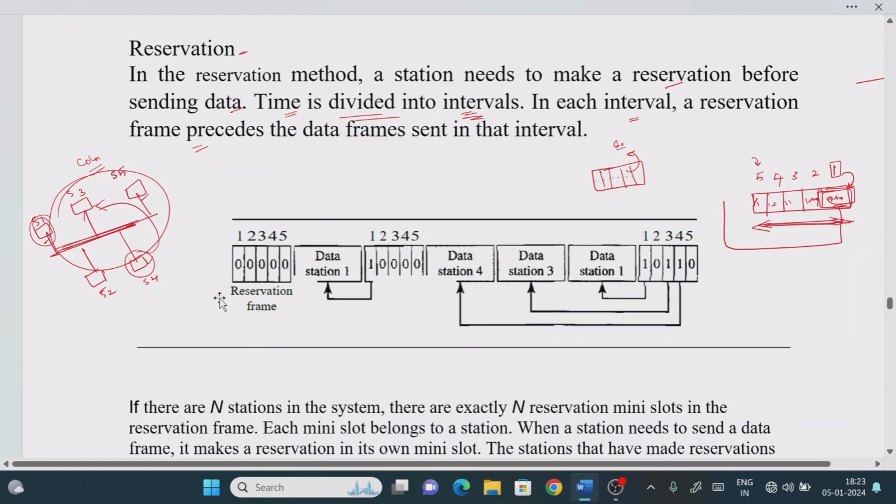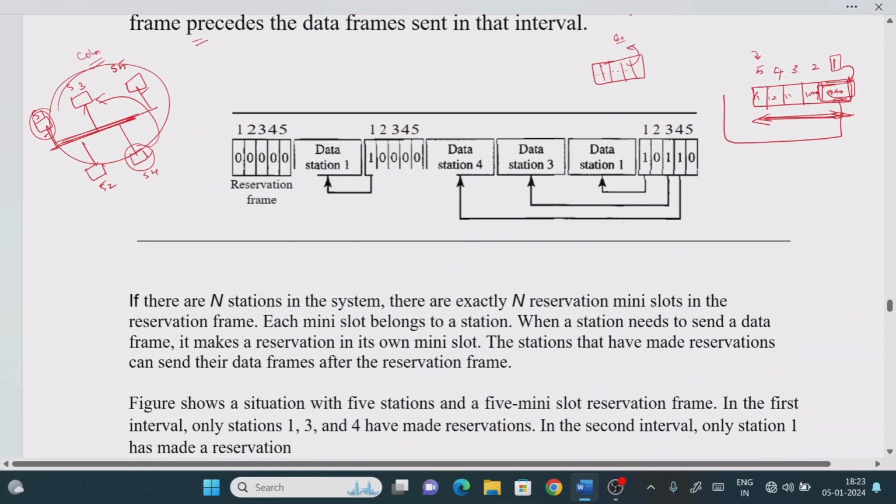First we'll try to read this. If there are n stations in the system, and in this example we have 5 stations, nothing but 5 systems, there are exactly n reservation mini slots in the reservation frame. If you have 5 stations, we are going to divide the total time into mini slots, so 5 stations means we will have 5 mini slots, right? When a station needs to send a data frame, it makes a reservation in its own mini slot.